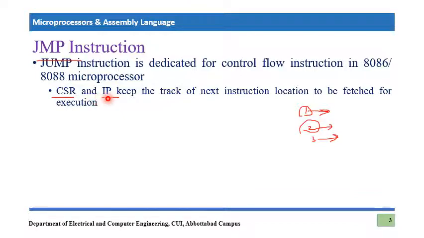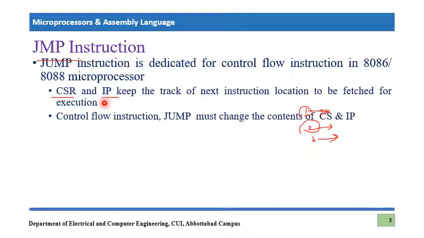Both are 16-bit registers. So if one is interested in interrupting the regular sequential flow of execution of instructions, then he or she has to play with these two registers. What you have to do is just change these register contents. So a control flow instruction, for example a jump instruction, must change the content of what? CS or IP.